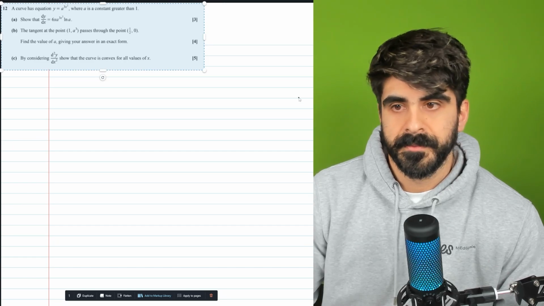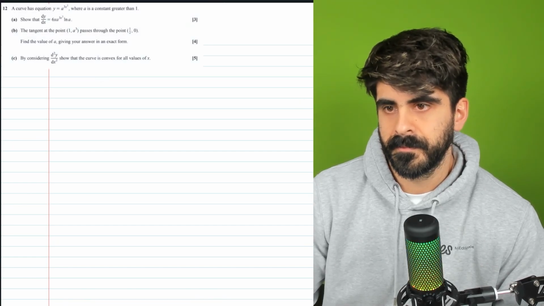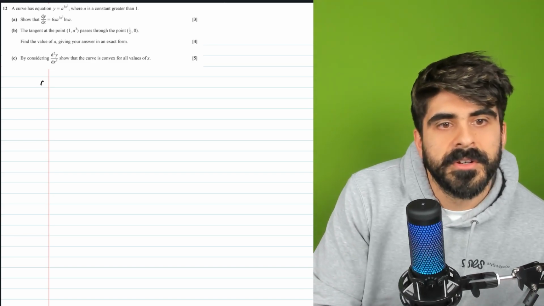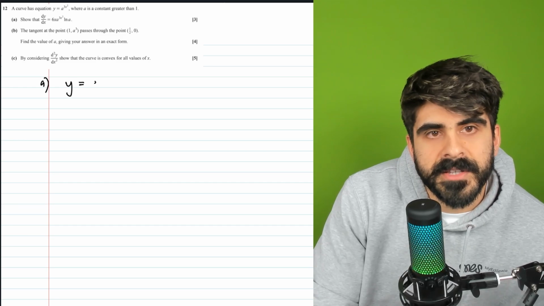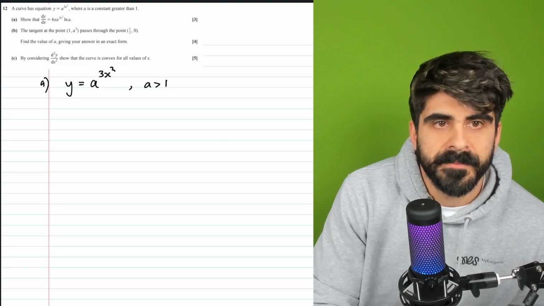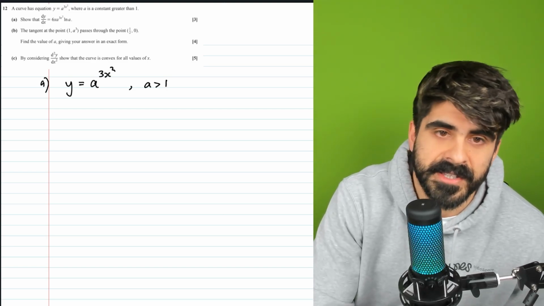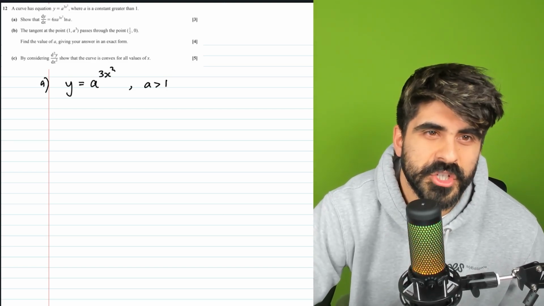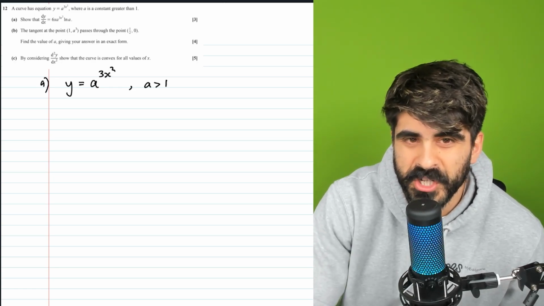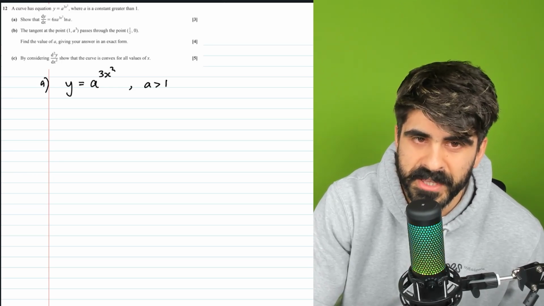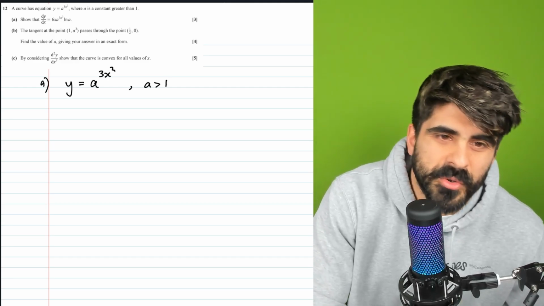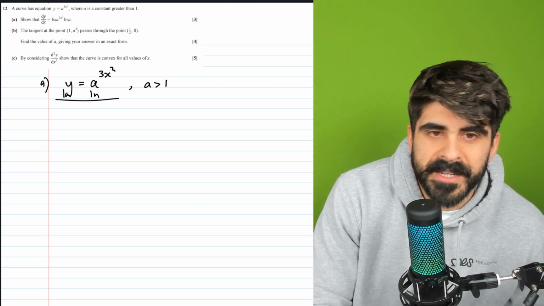Okay, so a curve has equation y is a to the power of 3x squared, where a is greater than 1. Show that dy by dx is this. When you say show that, I don't really like that, because I can literally get that answer straight away. You just differentiate the power, that comes down, then that differentiates to itself, then ln of the base. So when they say show, they should really say by taking logs of both sides.